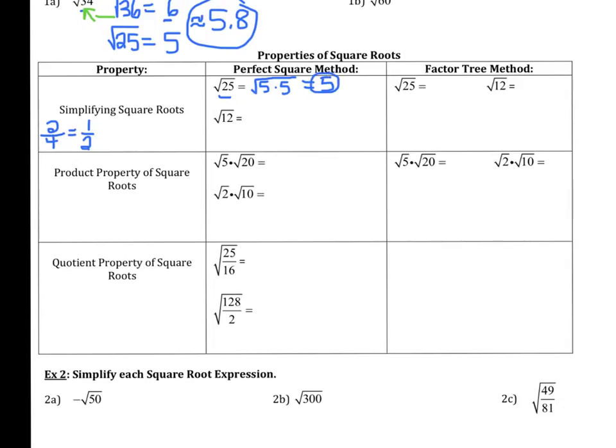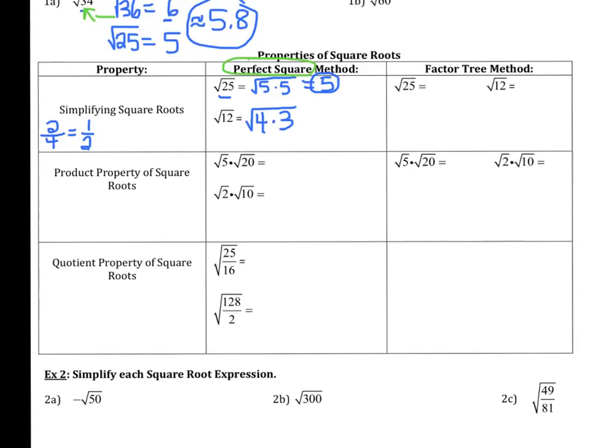Well, what about 12? Can we write the same two numbers right next to each other that when we multiply them together give us 12? No, we can't do that. So what we try to do is find a perfect square that does go into 12. Well, 2 and 6, 2 times 6 is 12, right? But 2 is not a perfect square and neither is 6. So what about 4 times 3? 4 is a perfect square. 3 is not, but that's okay, because we're just doing as much as we possibly can.